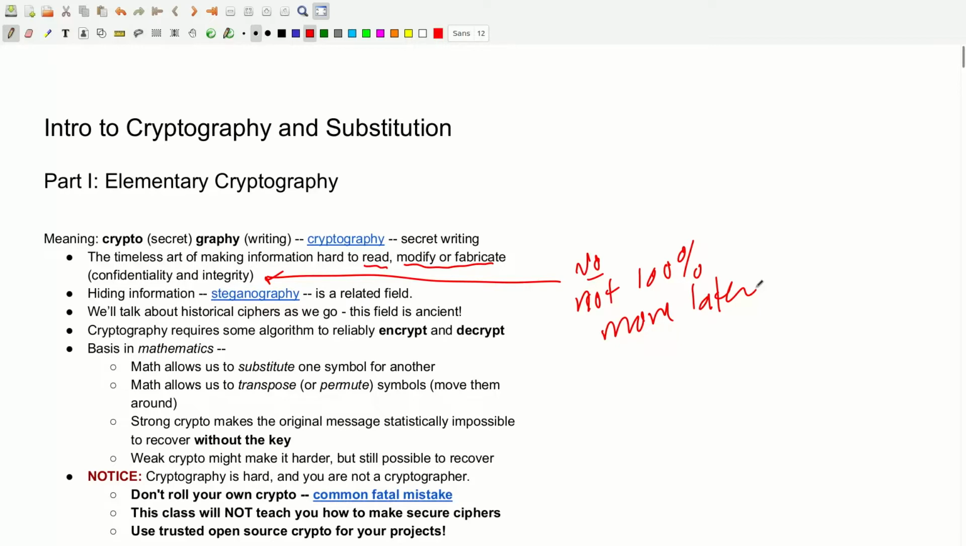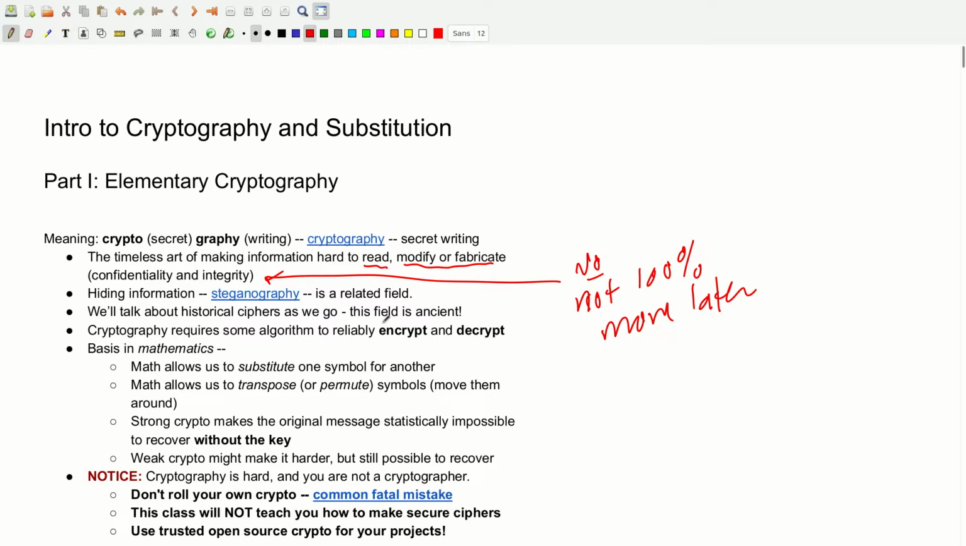There's something related called steganography, and that is hiding information. Steganography means hiding information in something else. The classic story about steganography is shaving somebody's head, tattooing a message on their scalp, letting their hair grow back, and then having the messenger go and give the message to somebody. They can shave the head and get the message back. The message isn't encrypted, but it's hidden. That's steganography. Encryption is about changing the message in some way so that it can't be understood.